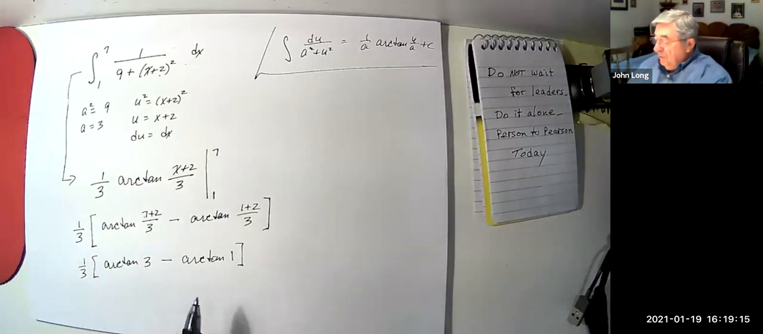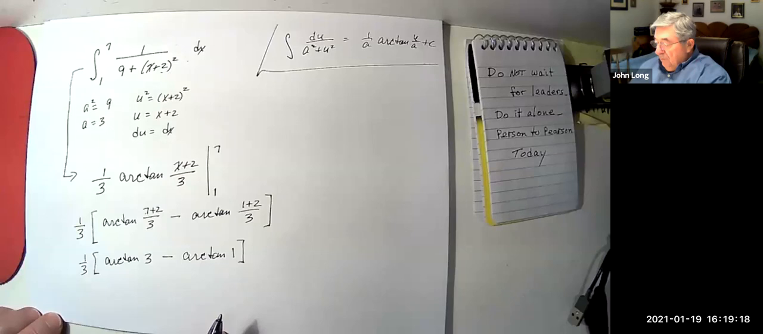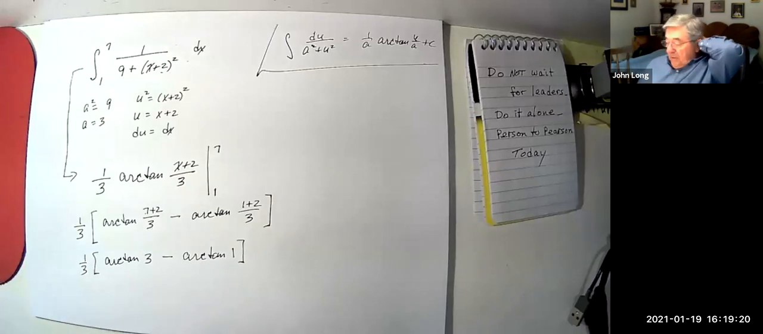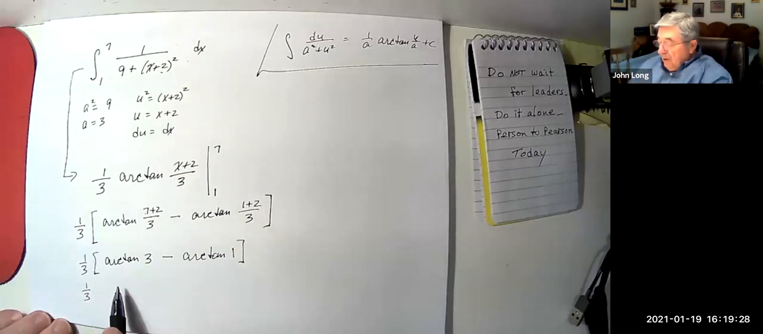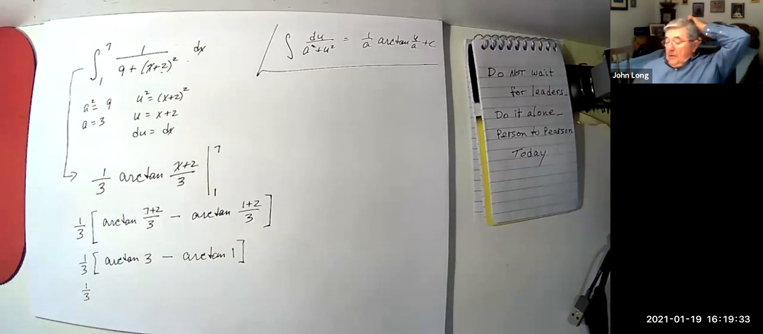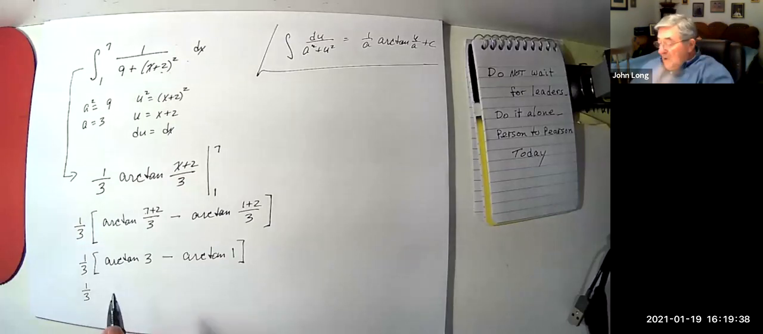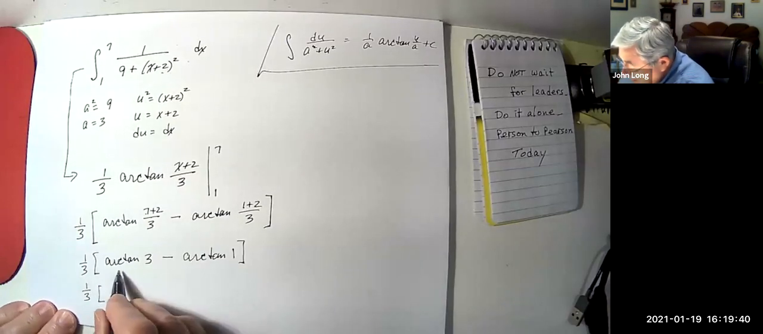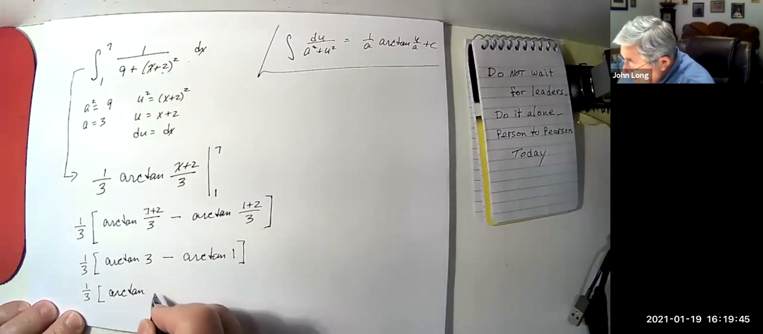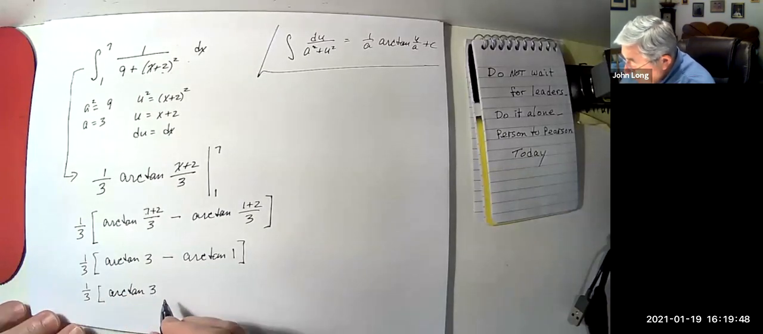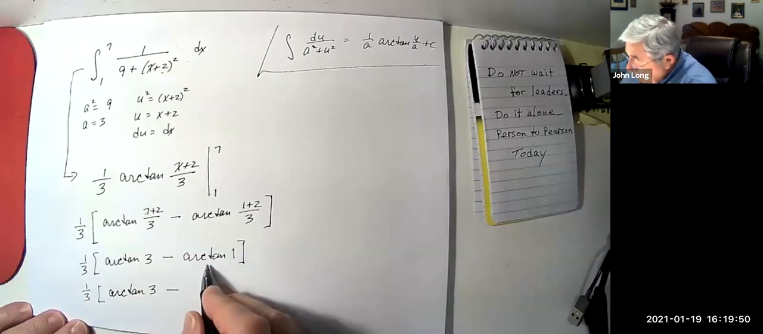So again, we have two arc-trig functions we have to evaluate to see if we can do anything with them. Now, the tangent of pi over 3 is the square root of 3, but it's not a 3. And so arctangent of 3 is not one of those things that we have an exact value for. So this is just going to be left in exact form, arctan 3 minus arctan 1.